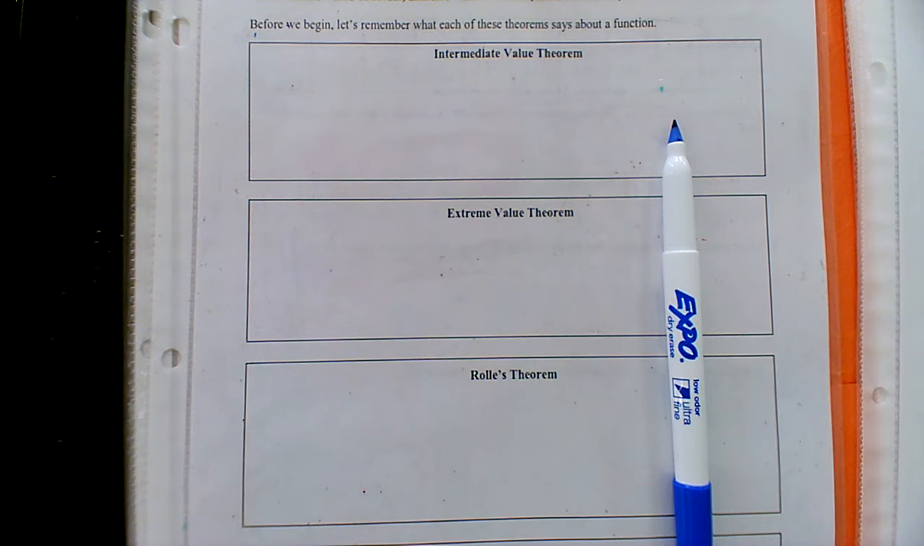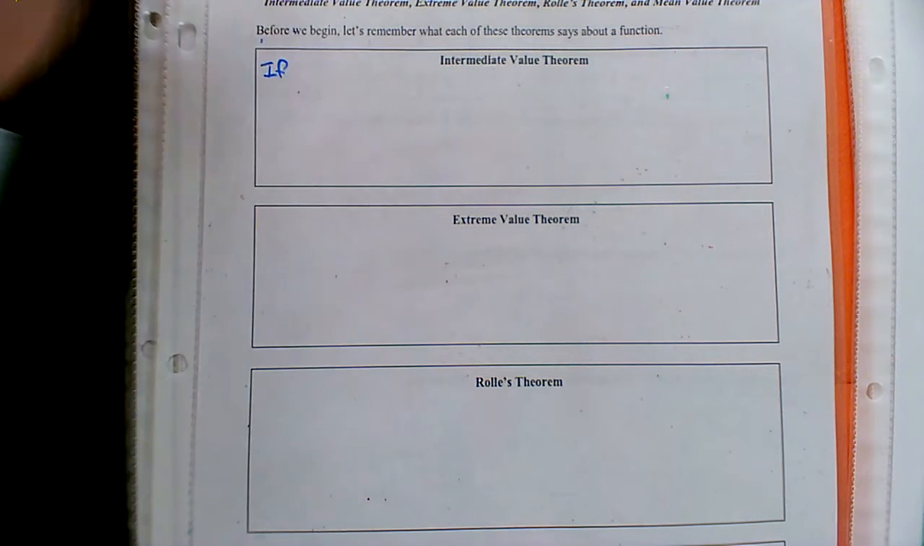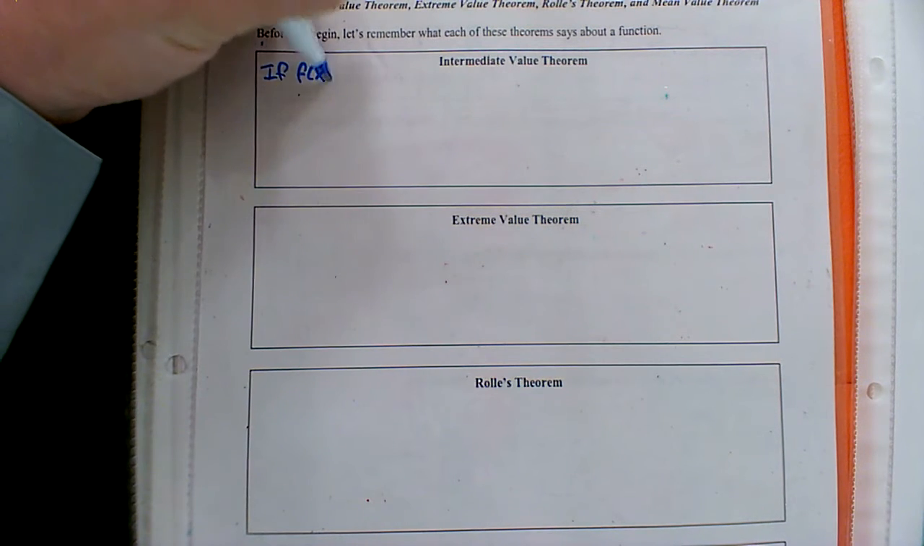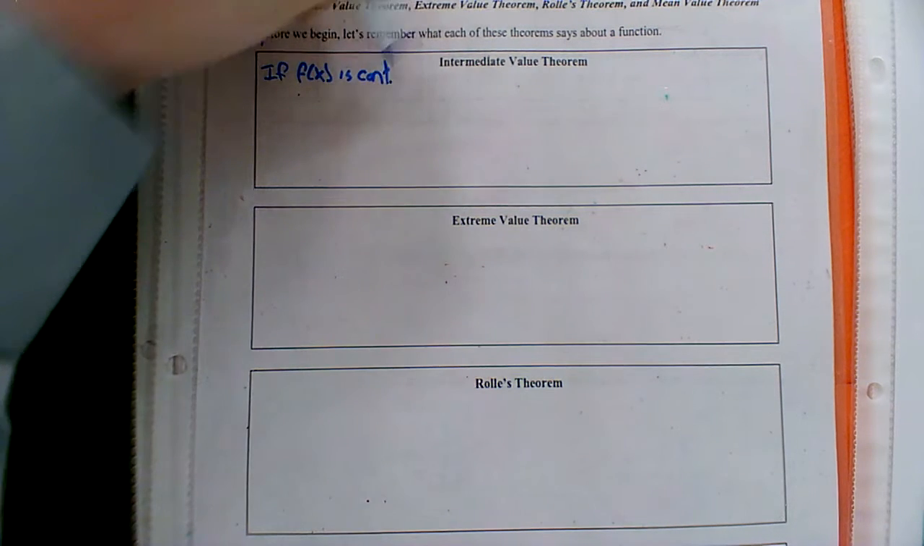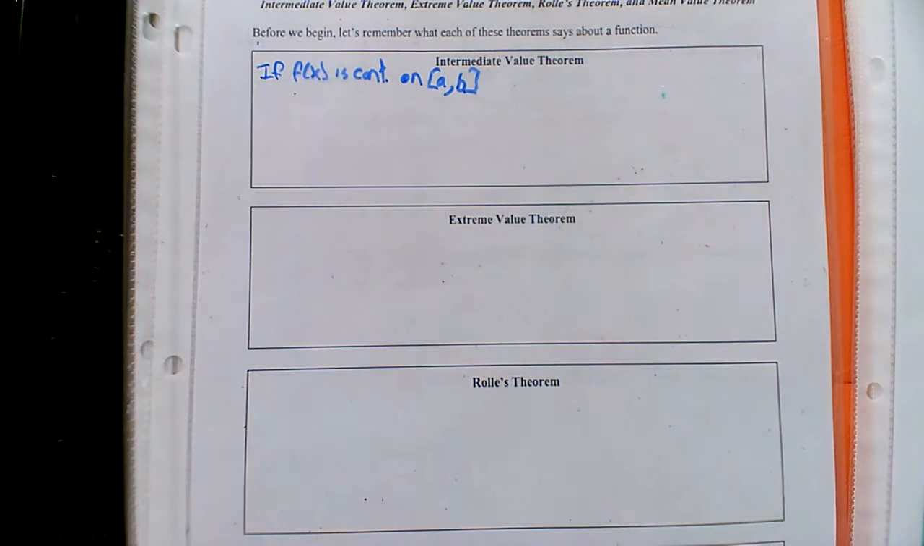So the first one is the intermediate value theorem. So although it may not be a formal definition, who can maybe remember what the intermediate value theorem is, what it says, how we use it? Do you remember anything about it? Okay, we first know that if f of x is continuous on a closed interval a to b. Does that help anybody?